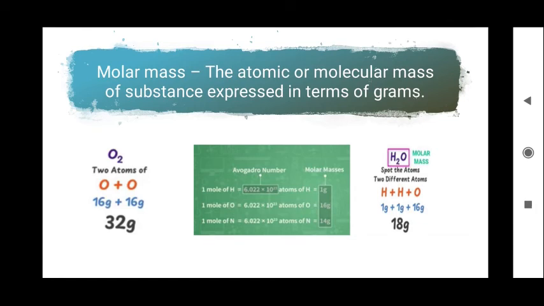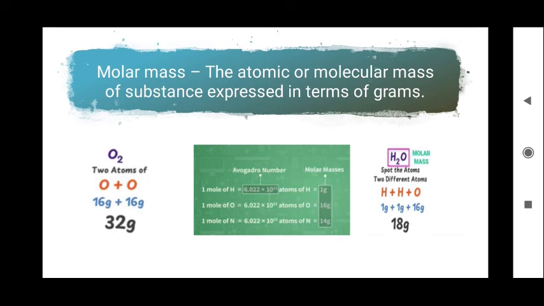Similarly, water. In water we have 2 hydrogen atoms and 1 oxygen atom. Hydrogen's mass is 1 gram, and another hydrogen adds one more, and oxygen has 16 grams. So if you add up, it is 18 grams. So the molecular mass, that is the molar mass, of water is 18 grams.